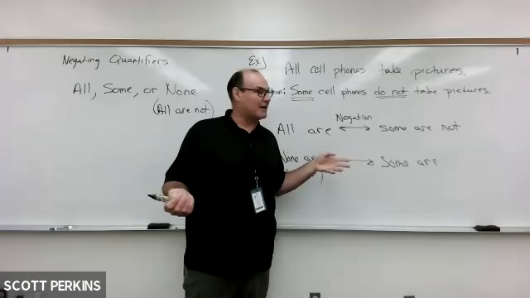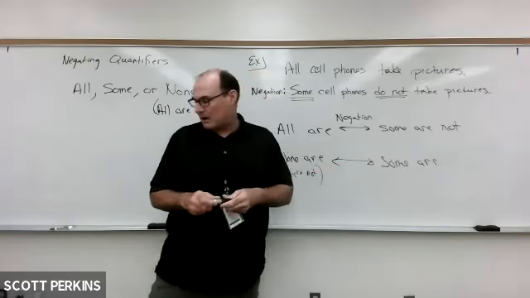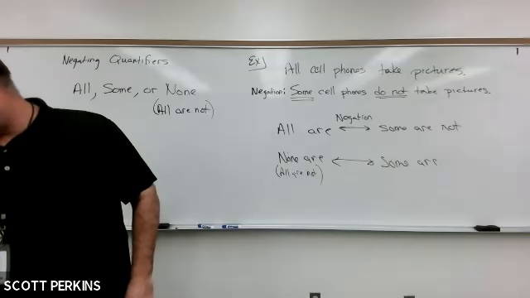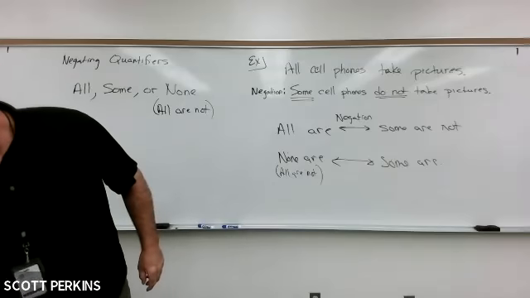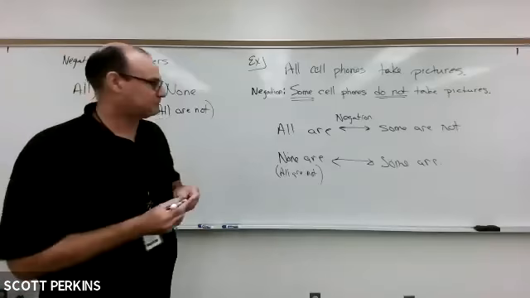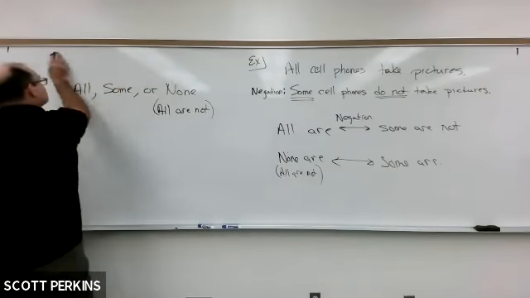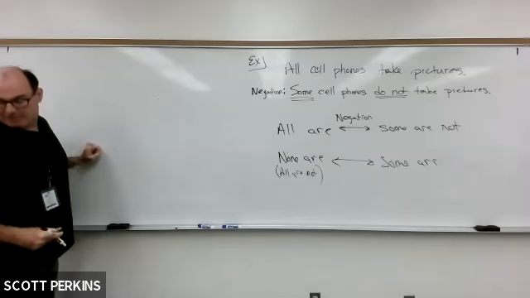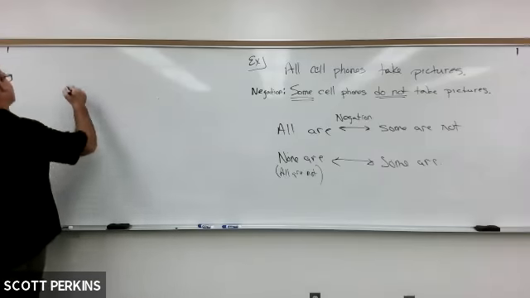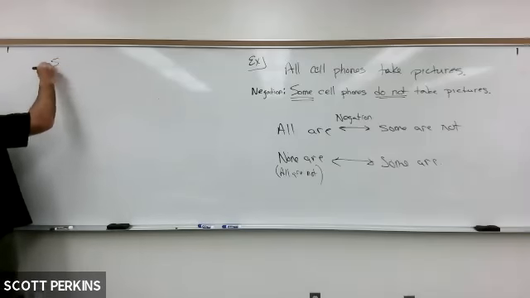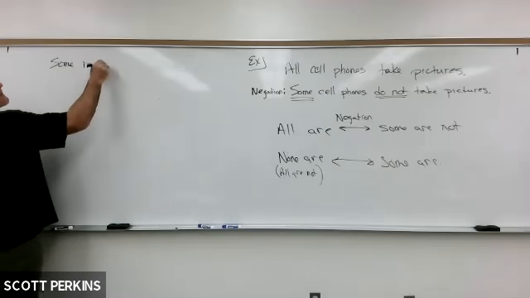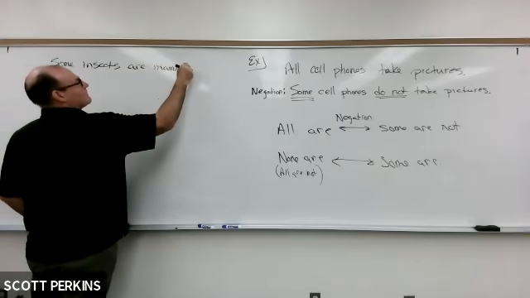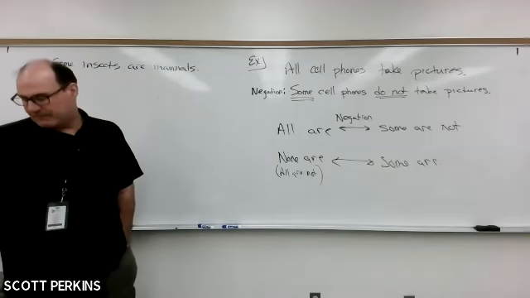We're gonna practice this a couple times because it's fun. So this is, like I said earlier, one of the most commonly missed things that we see. These are just statements I'm reading from the book, in case you're wondering where these crazy things are coming from. Some insects are mammals. And just write the negation to that.